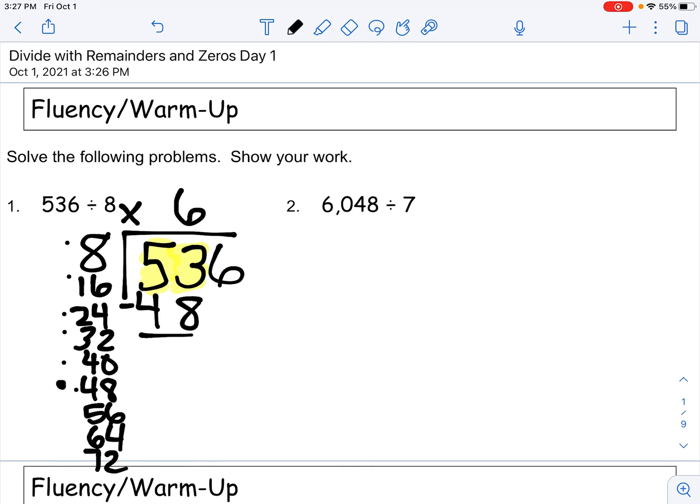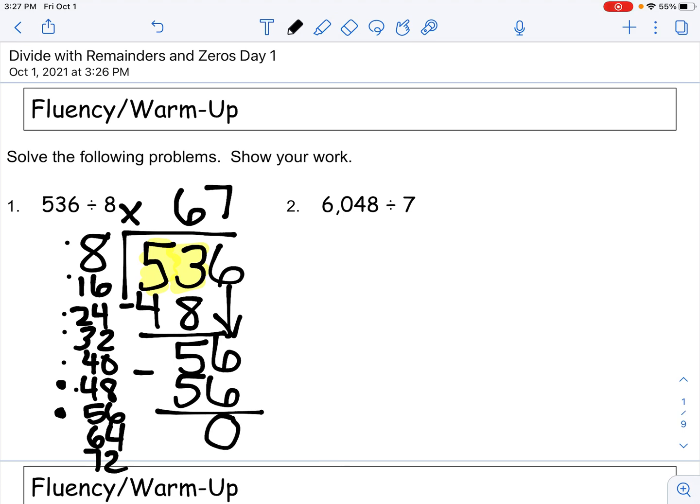And then we subtract. If I count up from 48 to get to 53, 49, 50, 51, 52, 53, I'm going to get 5. After we subtract, bring down. Now I have 56. Look at my skip counting. I see that's 7 groups, so groups on top. Multiply. Subtract. Bring down. So our answer is 67. No remainder on that one.